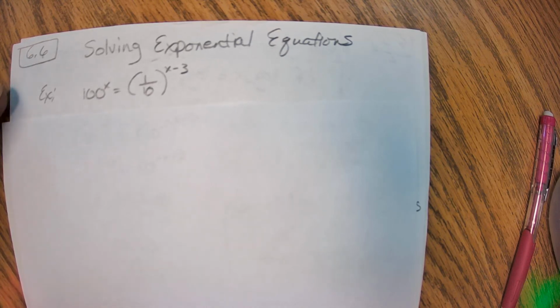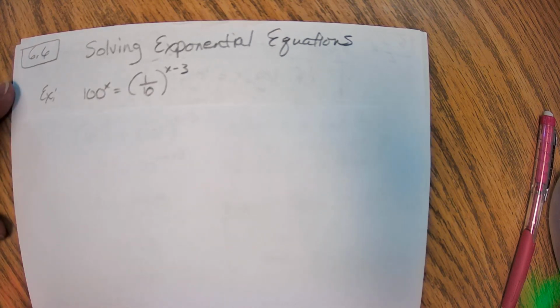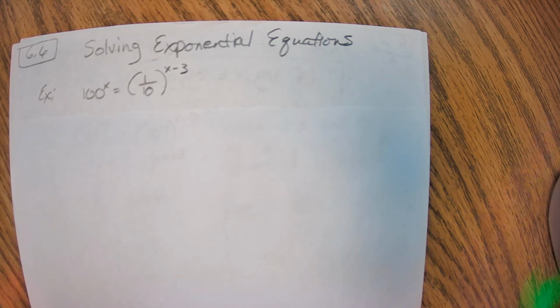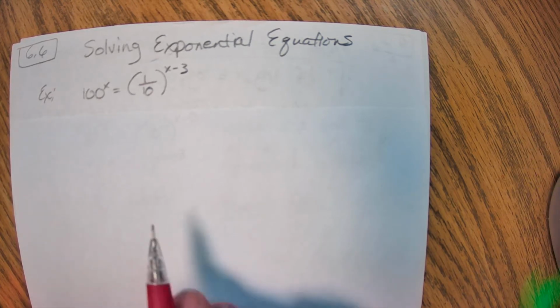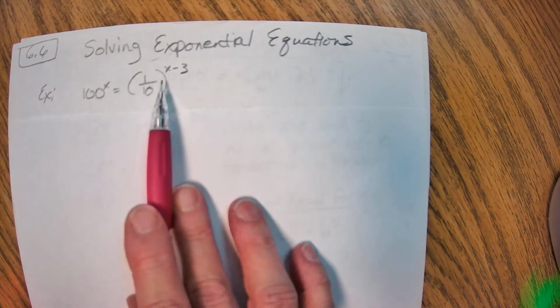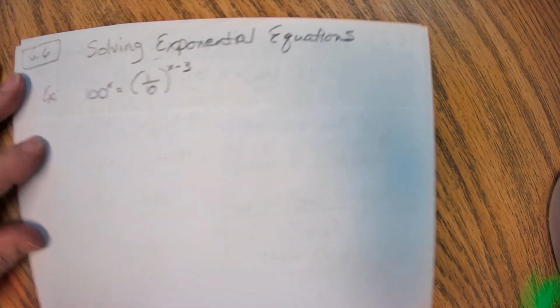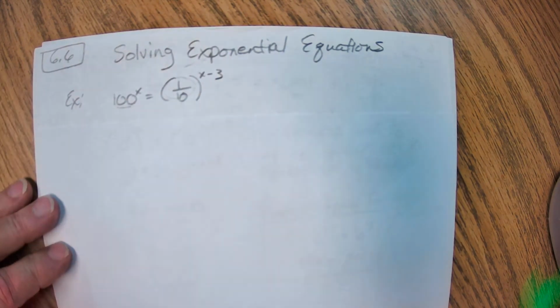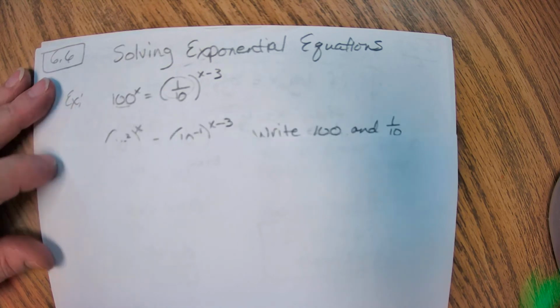Okay, we're doing 6.6 in Algebra 2, and we are going to be solving some exponential equations. So the first example we're going to do is 100 raised to the x power equals 1 over 10 raised to the x minus 3. So the first thing I want you to notice is that both of these are a power of 10, and I'm going to rewrite them.